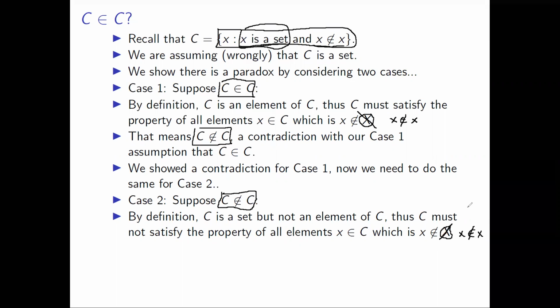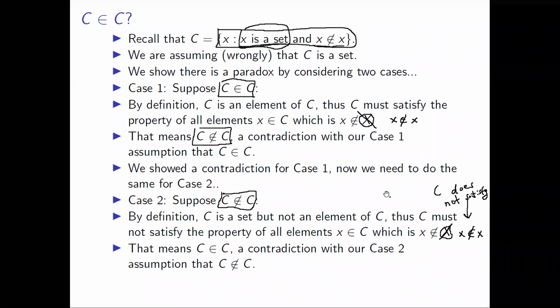So we want C to not satisfy this property. So C does not satisfy it for case 2, because C is not an element of itself. And that means if C does not satisfy that, then C must be an element of itself. Because if C does not satisfy the property X not in X, then C does satisfy the property X in X. So C in C. And again, for this case, like the first case, we get a very similar contradiction. Because our assumption was that C is not in C, and then we just derived that C is in C.